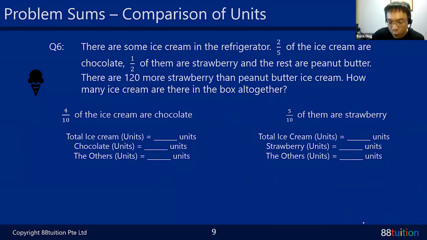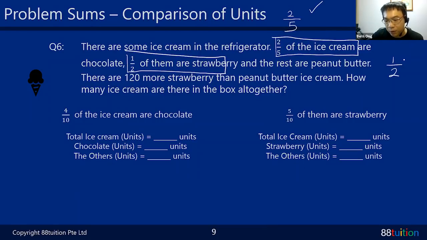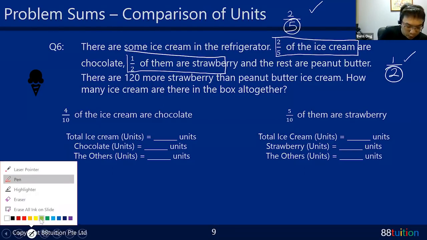If I move on, the simple way some of you will look at it is like this. 2/5 of the ice cream are chocolate, versus 1 over 2 are strawberry. So now you have these two fractions, 2 over 5 and 1 over 2. How to make the total the same? How to make the denominator the same number? The denominator here is a 5. The denominator here is a 2. So how do we make it the same number?